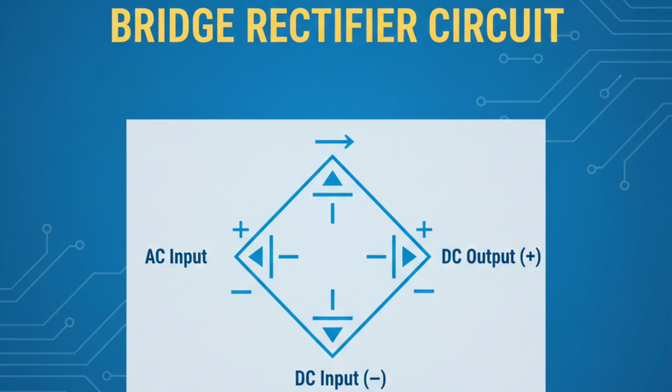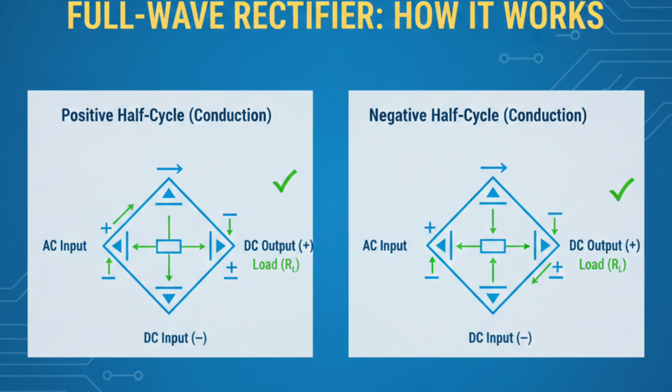During the positive half cycle, 2 specific diodes conduct and current flows through the load. During the negative half cycle, the other 2 diodes conduct. But in both cases, current through the load flows in the same direction. So we get output during the entire cycle.